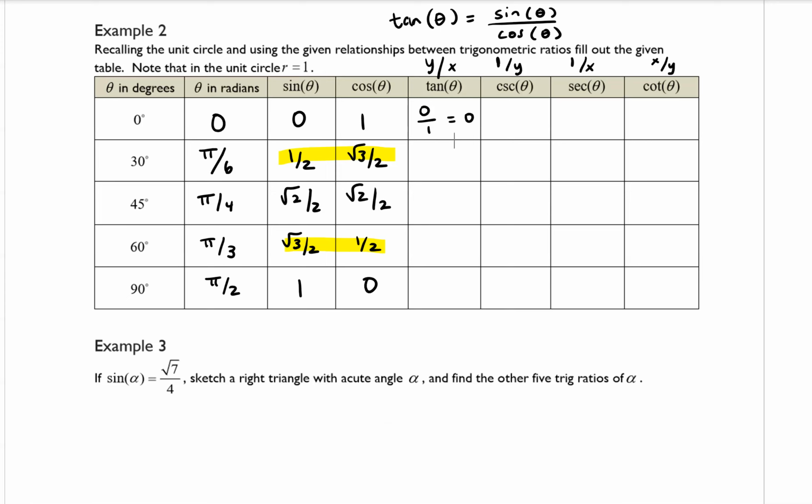Let's do, for tangent of 30 degrees, we would do 1/2 divided by root 3 over 2. And I'm going to have to do some algebra by multiplying by the reciprocal. So it's going to be 1/2 times 2 over the square root of 3, and the 2's will divide out, and that leaves me 1 over the square root of 3, but I need to rationalize that to get rid of the square root of 3 in the denominator. And so this is going to end up equaling the square root of 3 divided by 3.